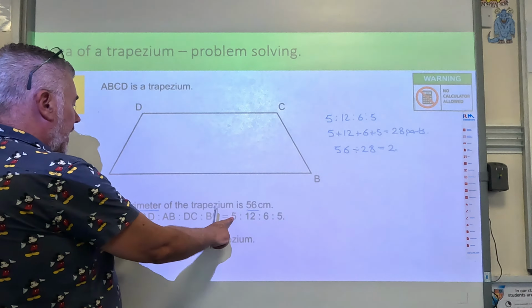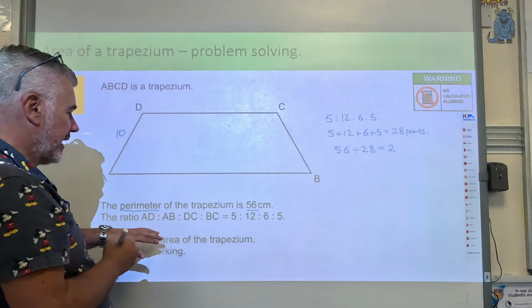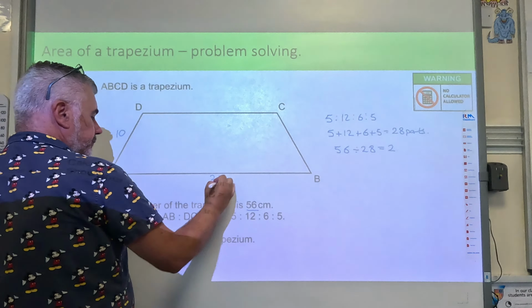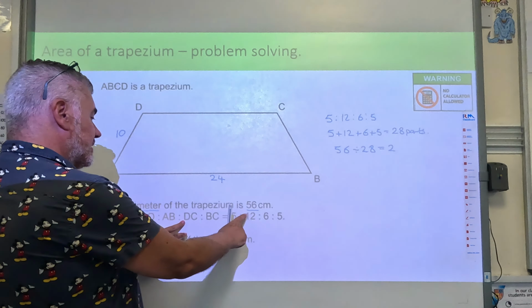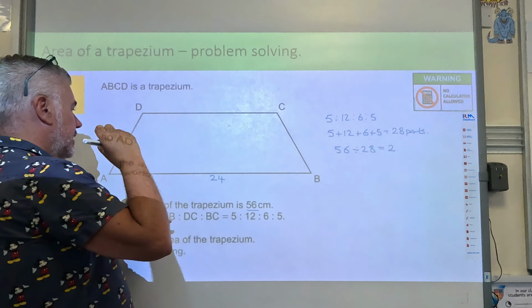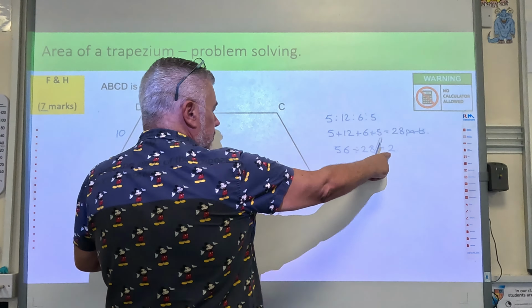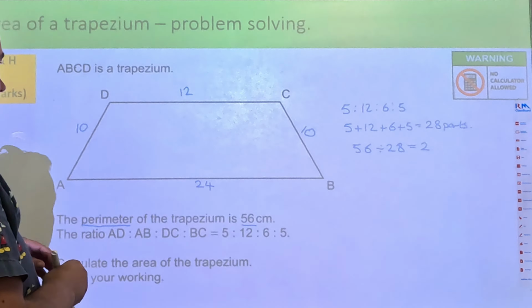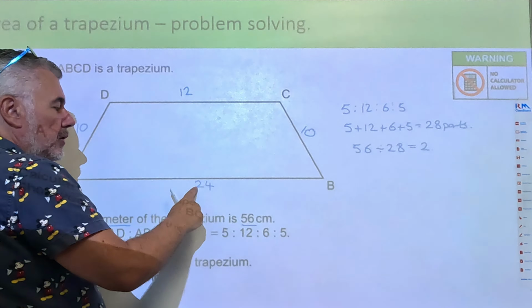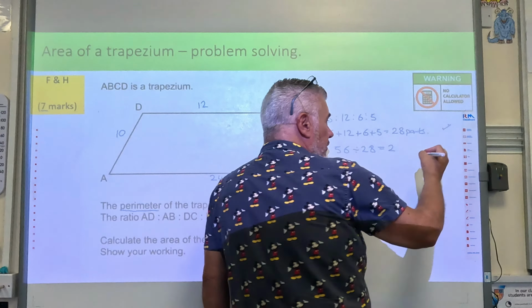So AD is 5, and 5 times 2 is 10. That length has to be 10 centimetres. We will check this in a second. AB is 12, and 12 times 2 is 24. DC is the third part, which is 6, and 6 times 2 is 12. CB or BC is 5 of these 2 parts, which is 10. Let's just do a quick check. 10, 20, 30, 40, 50, 54, 55, 56. So I'm almost sure that this bit is correct.